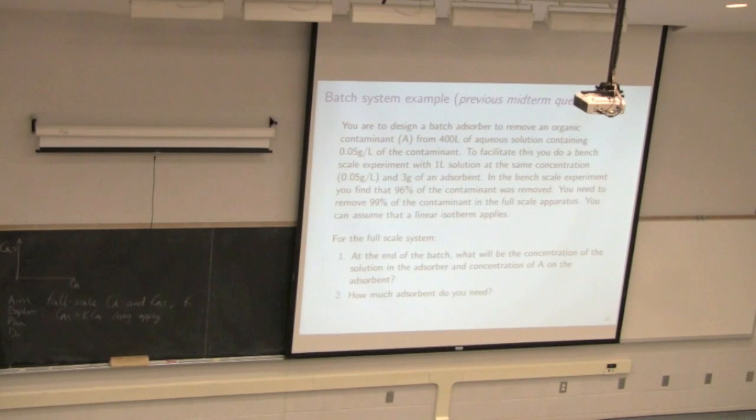Yes, Ian? Which is CA and which is CAS? Is CAS the concentration of A on the adsorbent? No, CAS is the concentration of A on the adsorbent. CA is the concentration of A in the bulk. It's on the previous slide.